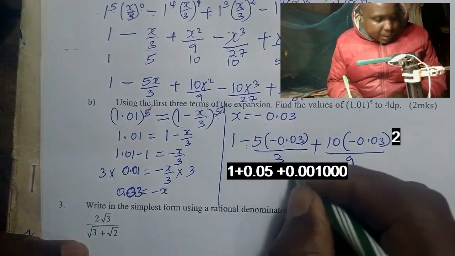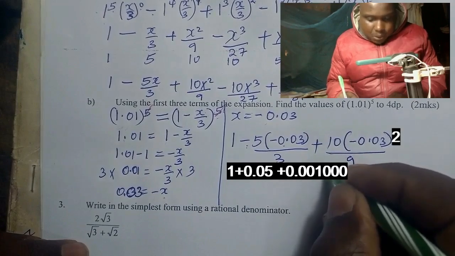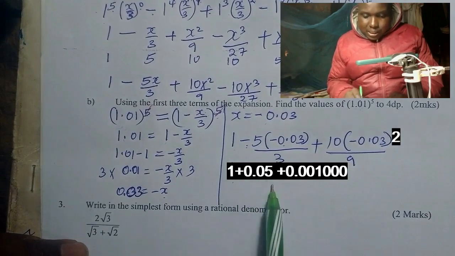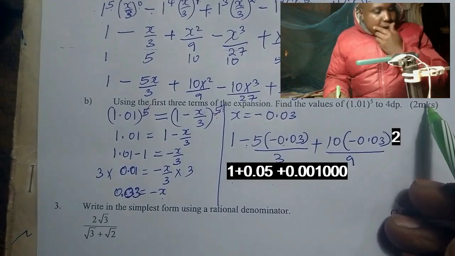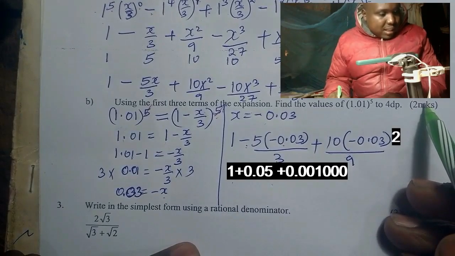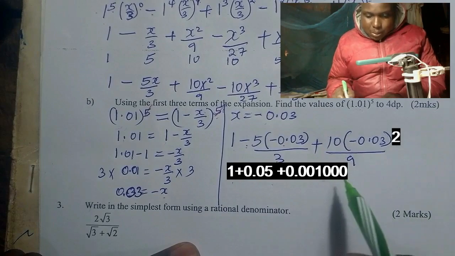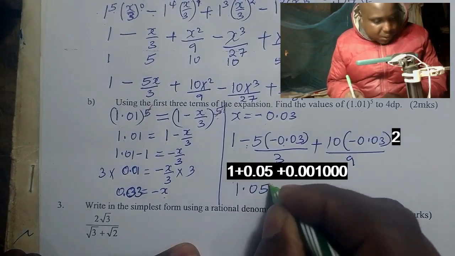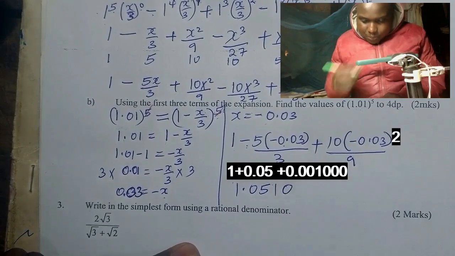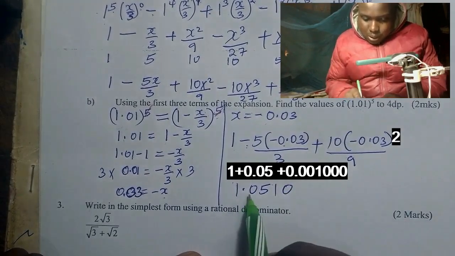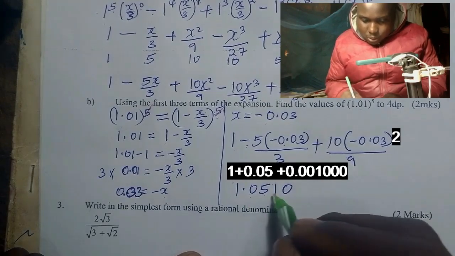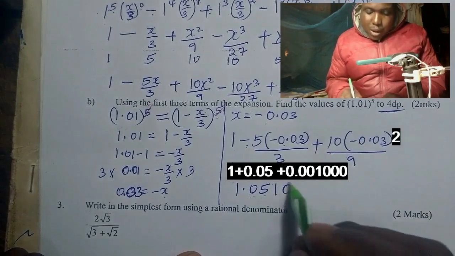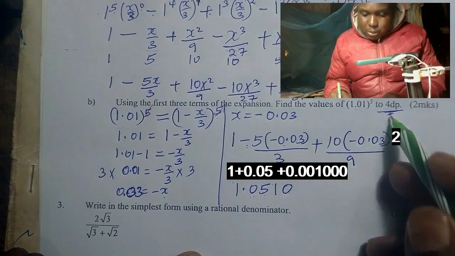So finally you get 0.05 plus 0.001. This one is 1, this is this, and this is this. Then you were asked to give the answer to 4 decimal places. So you add that and you find it is 1.0510. 4 decimal places: 1, 2, 3, 4. So you add a 0 to make sure it is 4 decimal places.